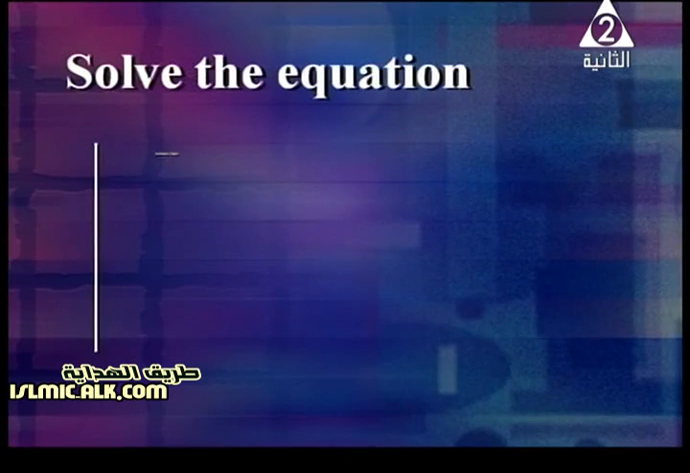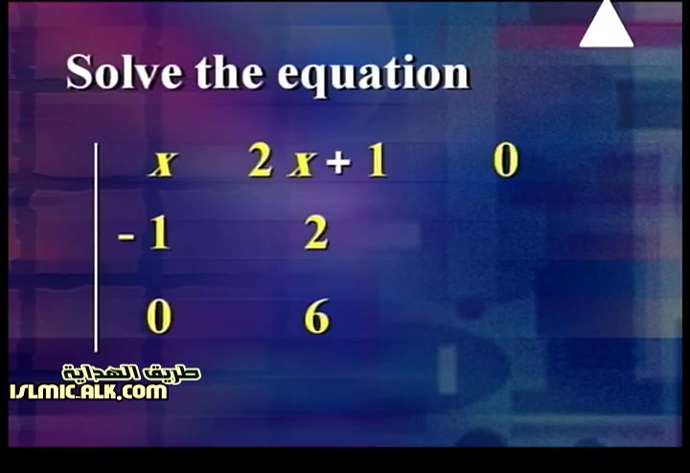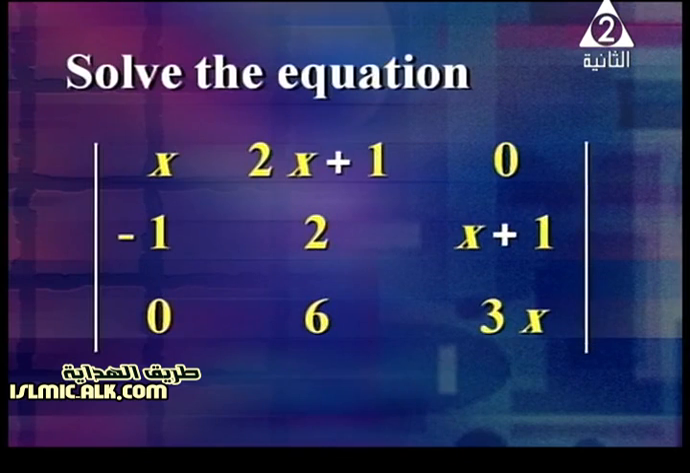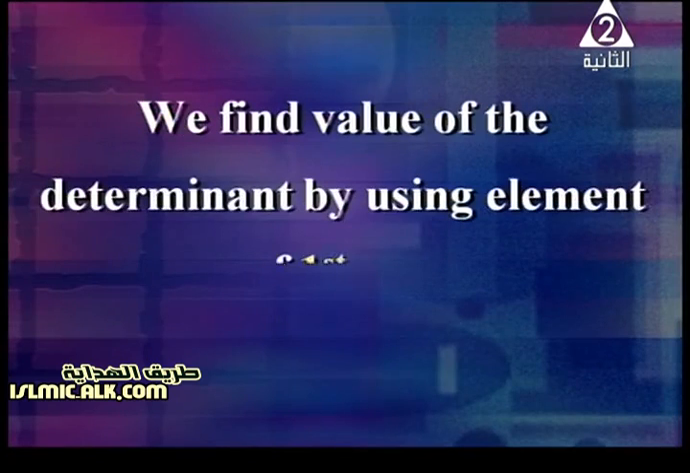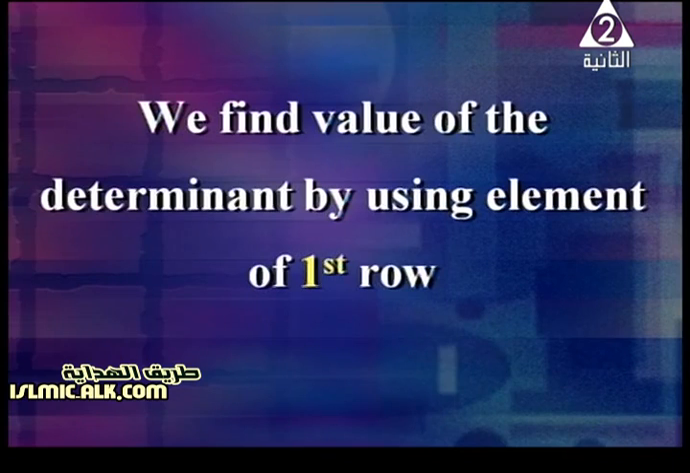Solve the equation. The first row is x, plus 2, x plus 1. The second row is 0, negative 1, 2x plus 1. The third row is 0, 6, 3x. The determinant equals what? We find the value of the determinant by using the elements of the first row.